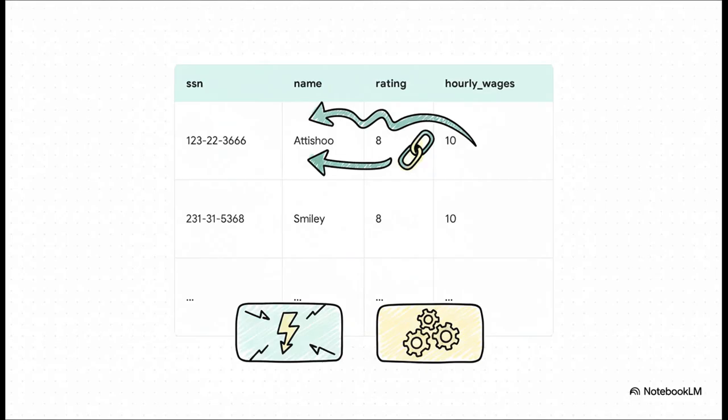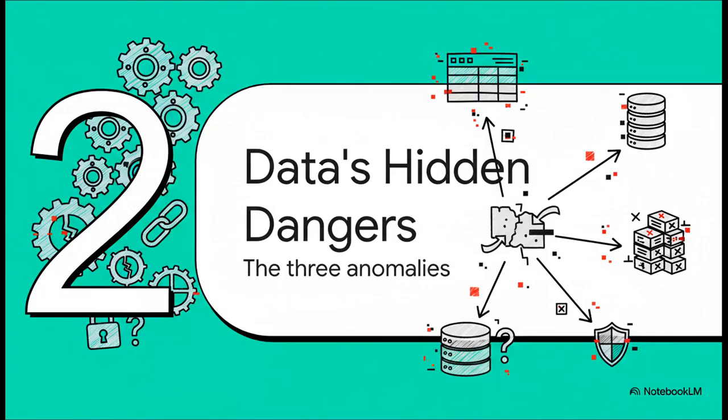Okay, just take a look at the data right here. You see that repetition in the rating and hourly wages columns? Every single time you see a rating of 8, the wage is 10. Every single time. This one simple fact is being stored over and over again. And that repetition is not just about wasting a little bit of disk space. No, it's way more dangerous than that. It's actively creating these weak spots, these vulnerabilities. In the database world, we call them modification anomalies.